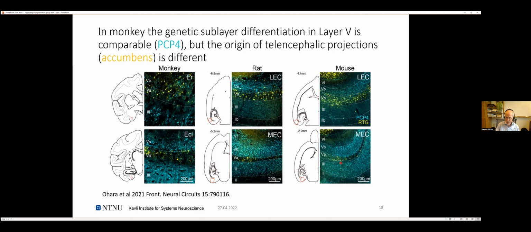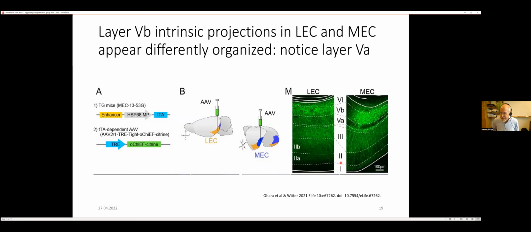Now, this is important because then we ask the question: if 5A cells, so this is two sections through the lateral entorhinal cortex of a rat and through the medial entorhinal cortex of a rat, are the cells that project to other structures in the telencephalon, then if the hippocampus wants to communicate its output to the telencephalon, it should preferentially target the neurons in layer 5A. So that's what we studied. This is work from Shinya O'Hara in my lab.